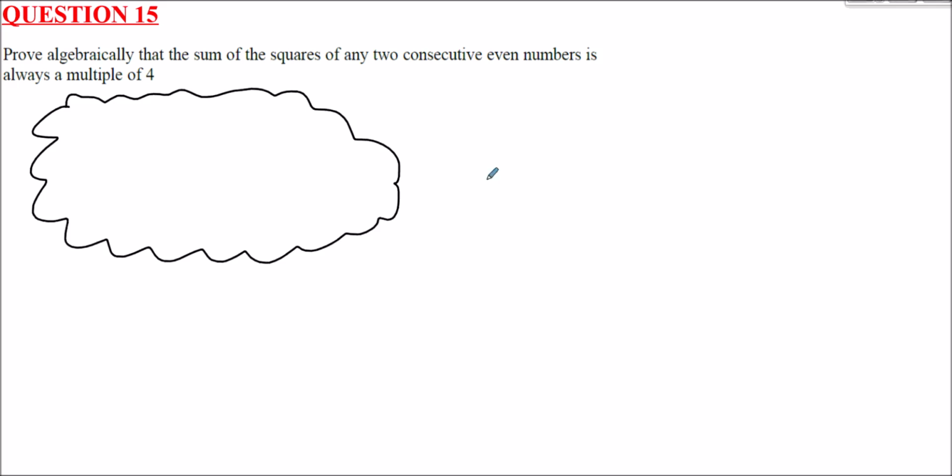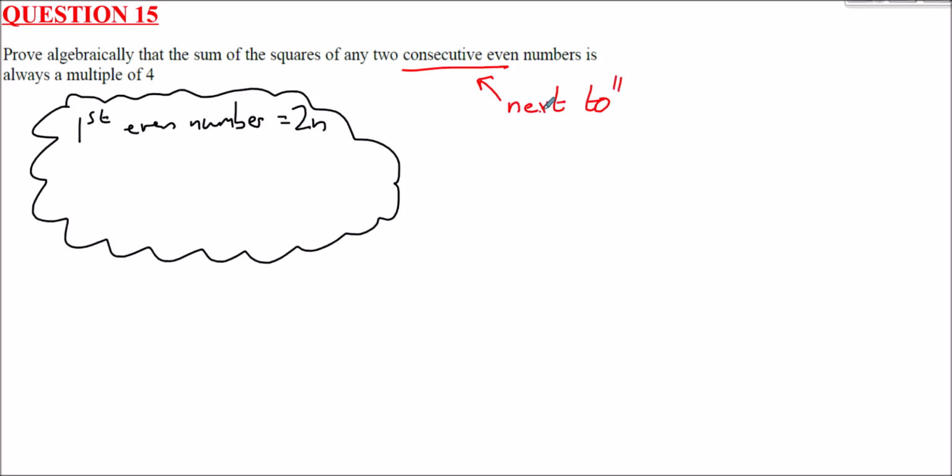But algebraically, how can we write down an even number? Well, any even number is always going to be 2 multiplied by something. Any even number is just 2 multiplied by any whole number. Let's call it n. So let's call our first even number 2 times n. So the first even number we have, let's call that 2n. Consecutive means next to each other.